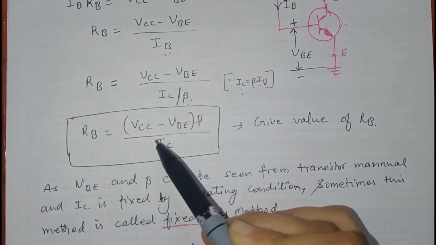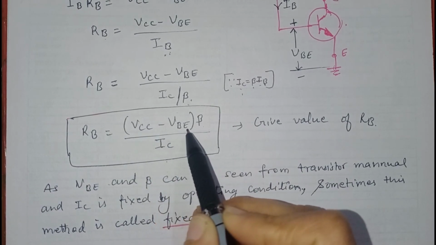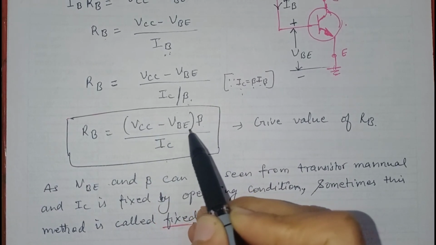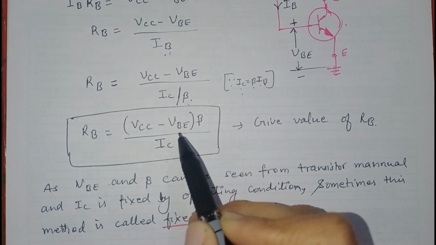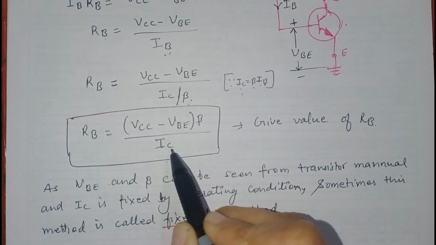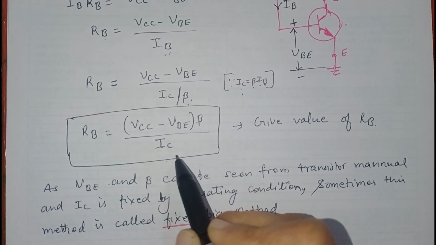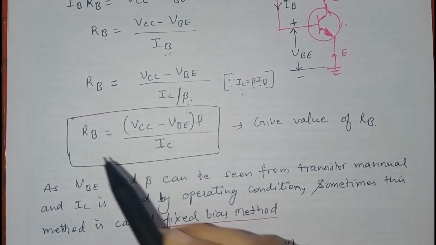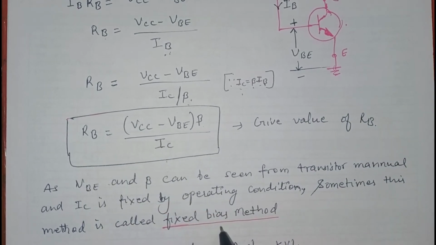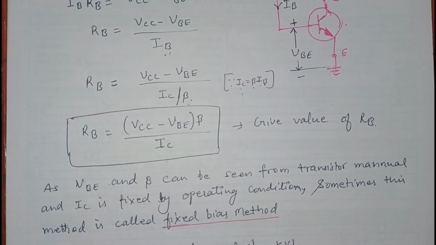As we can see in the equation, VCC is constant, and VBE and beta are also constant because they can be taken from the transistor manual, and here IC is also fixed by the operating conditions. So all the values are constant. This method is also known as the fixed bias method because RB is a fixed value.